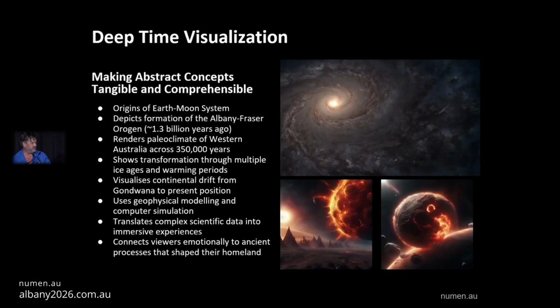So I'm interested, as I've said, in deep time visualization, as in the origins of the Earth-Moon system and this Albany phrase origin, and looking at questions of how I can render or understand the paleoclimate. There's a lot of interesting scientific data, including going back to 350,000 years ago in Western Australia, looking at the paleoclimatic record. That will be an interesting set of parameters and detail to put into AI models that I can work with for visualization purposes. It opens up the possibility of showing transformation through multiple ice ages and warming periods. And of course, hopefully it will match up.